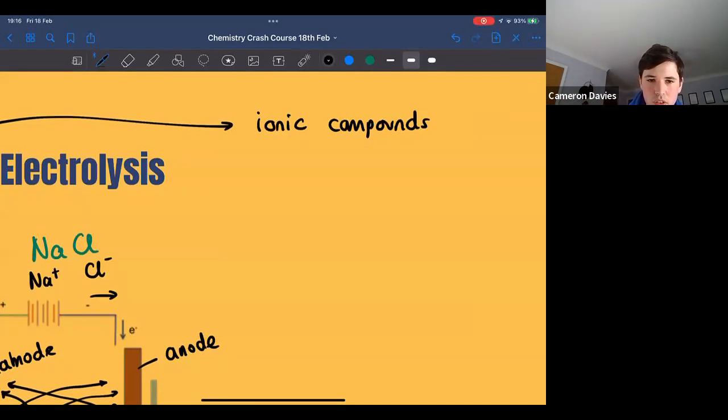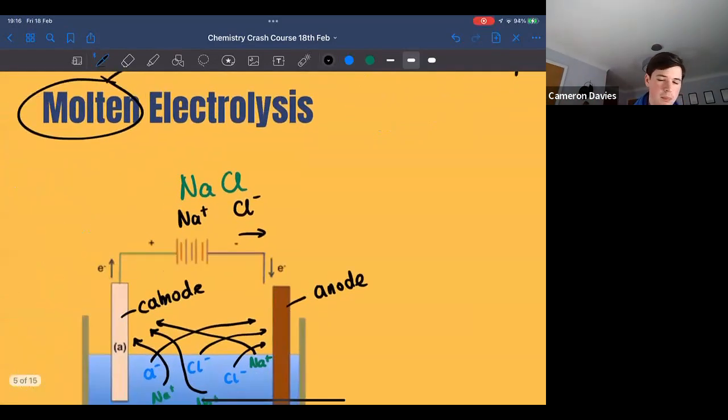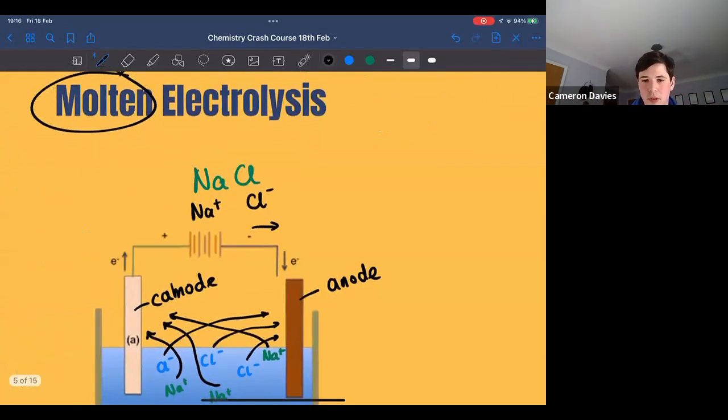So why are they ions in solution? Because they have a charge, because there's a current flowing around, so they must be charged, so they must be ions. Yeah, so metals lose 1 to become 1+, and non-metals gain 1 to become 1-. Yeah, so that should be all the questions.